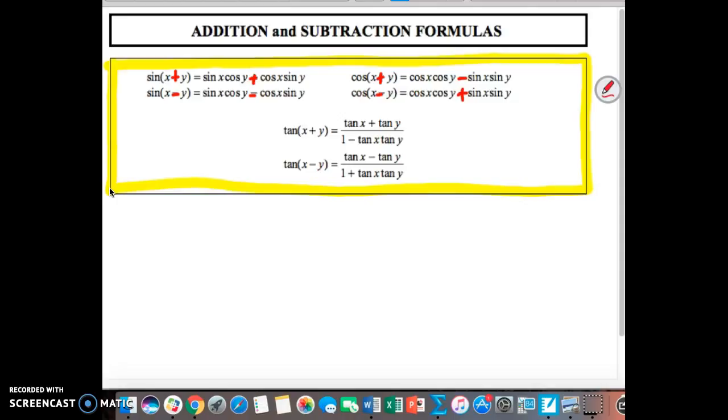So tangent of x plus y becomes tangent of x plus tangent of y, all divided by 1 minus tangent of x, tangent of y. So when you have tangent of x plus y, in the numerator you'll have an addition sign, in the denominator you'll have a subtraction sign. And then vice versa, when you have tangent of x minus y, you're going to be subtracting in the numerator and adding in the denominator. As we use these formulas more and more, you guys will become more comfortable with using them.